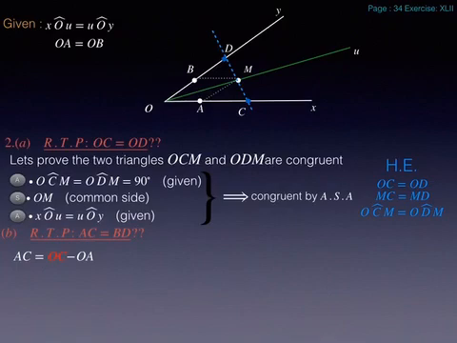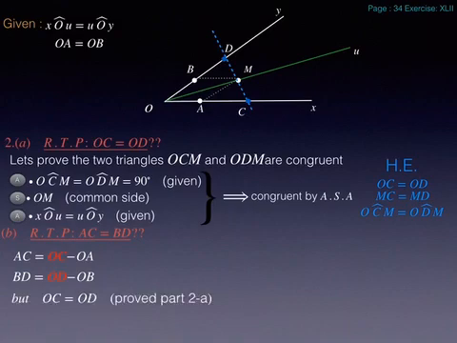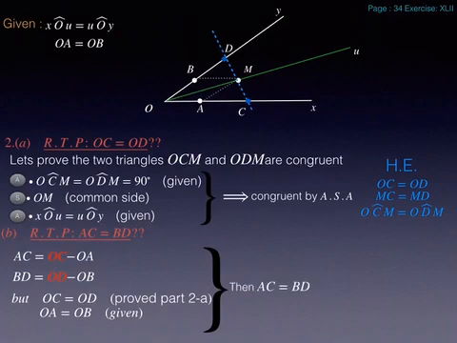So AC, we can write AC as OC minus OA. And similarly, we can write BD as OD minus OB. But we have that OC equals OD proved in part 2A, and OA equals OB given. So in this case, by comparison, we can say that the two sides AC and BD are equal.